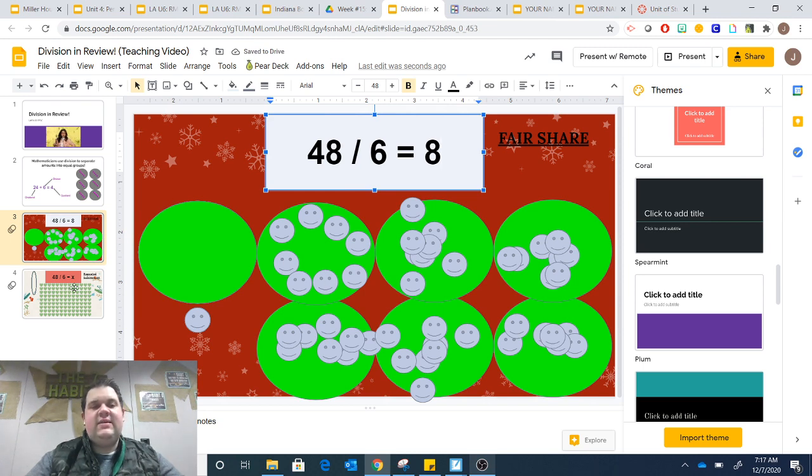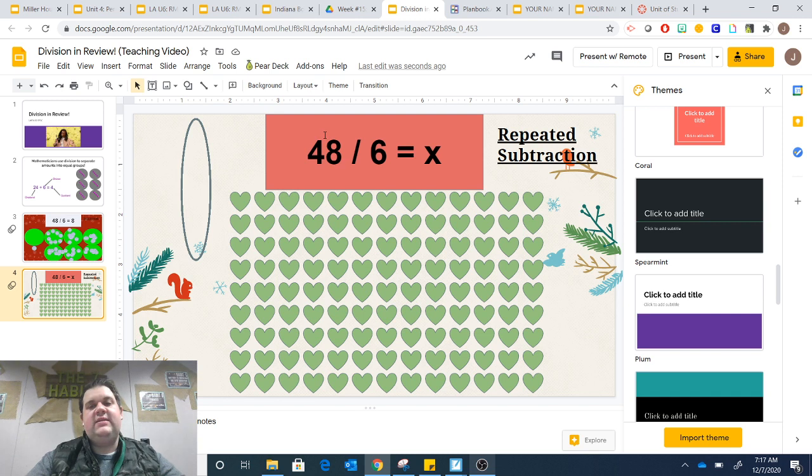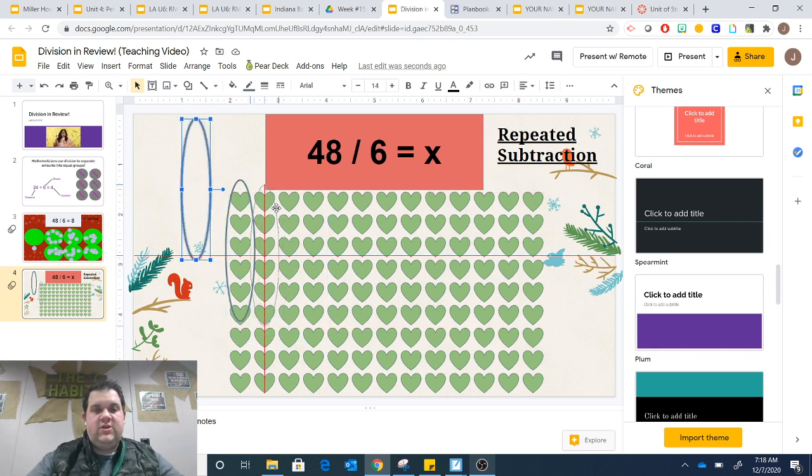Now I've got the same exact problem and we're going to learn the repeated subtraction strategy. And what's happening here is we're taking away groups of 6 and that helps us determine how many groups there are when we do 48 divided by 6. So this circle here captures 6 hearts. 1, 2, 3, 4, 5, 6. So there's 6. We need to continue to make groups until we get to 48. So there's 6, 12, and I'm going to keep going.